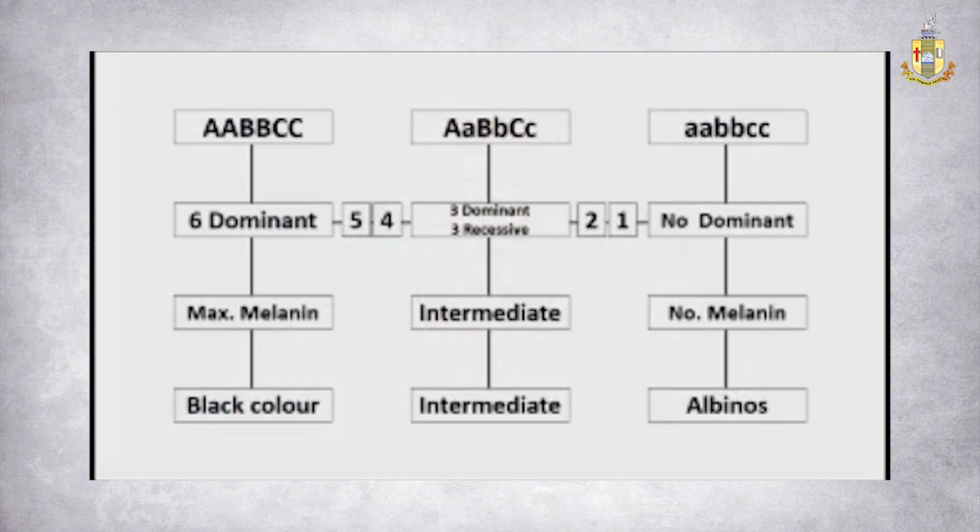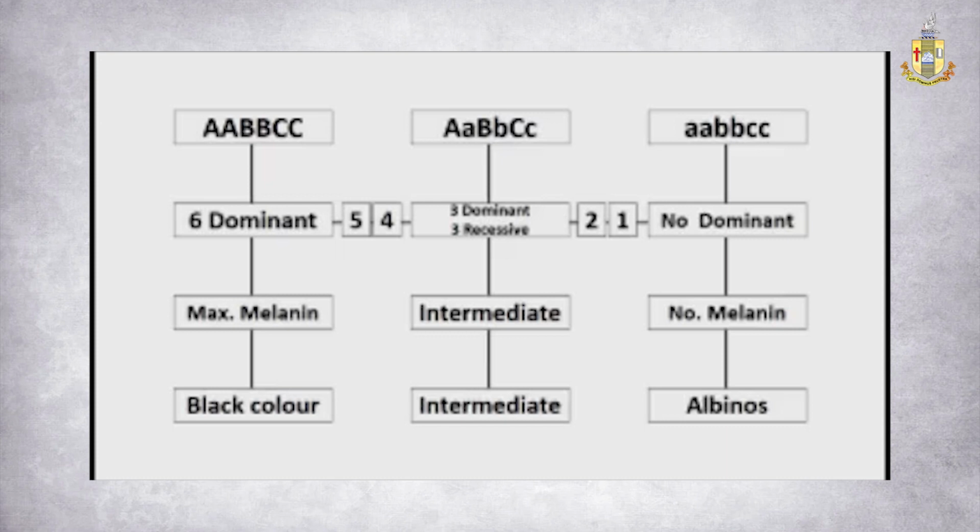Here all the genes are in heterozygous form, which means 3 dominant genes and 3 recessive genes. Here the melanin production is intermediate or medium. Therefore, the skin color is going to be an intermediate color, or we simply say brown in color. And in the third case, all the genes are in the recessive form. There is no dominant gene. No gene is responsible for melanin production. So, such individuals are known as albino or colorless or whitish in color. 6 dominant, 3 dominant and 0 dominant.